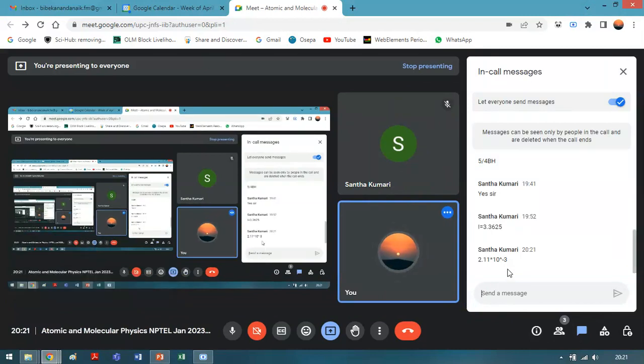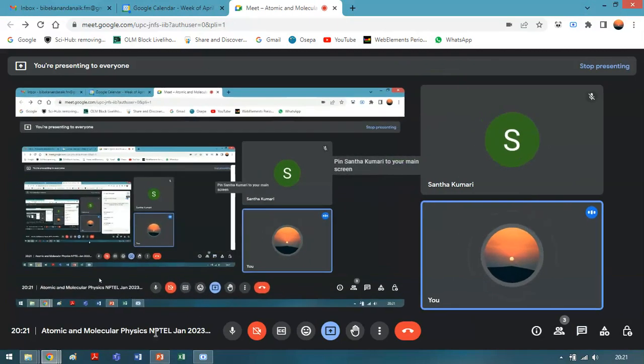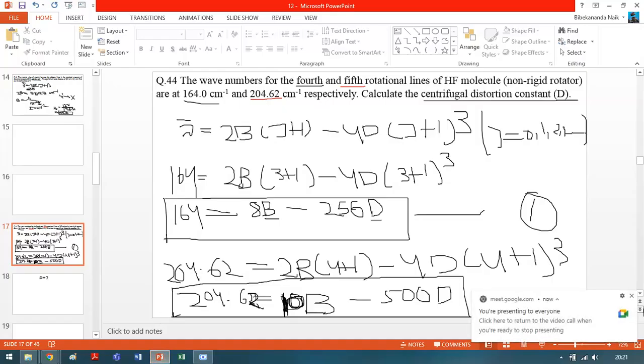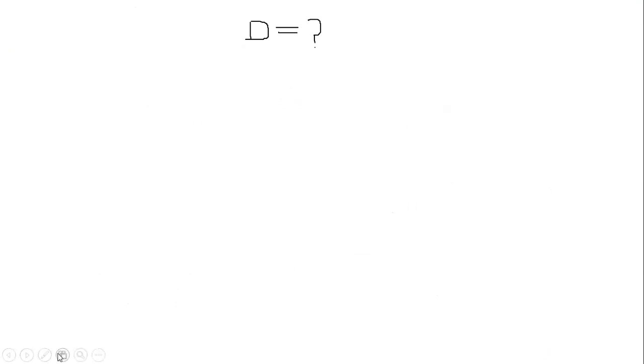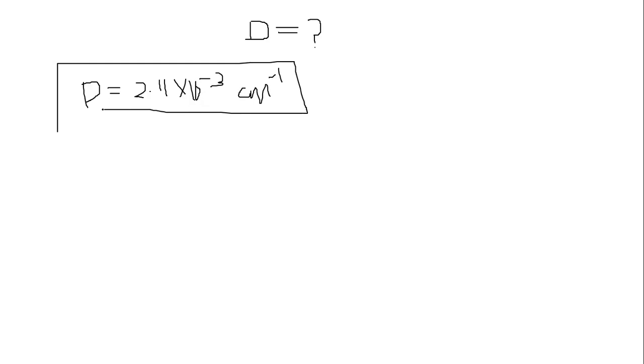So yes, when we solve the two equations, what we will get, the value of D will be 2.11 into 10 to the power minus 3 centimeter inverse. Units are always important, so the value of D will be 2.11 into 10 to the minus 3 centimeter inverse.